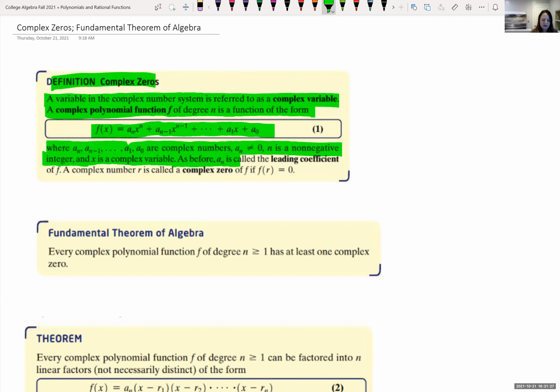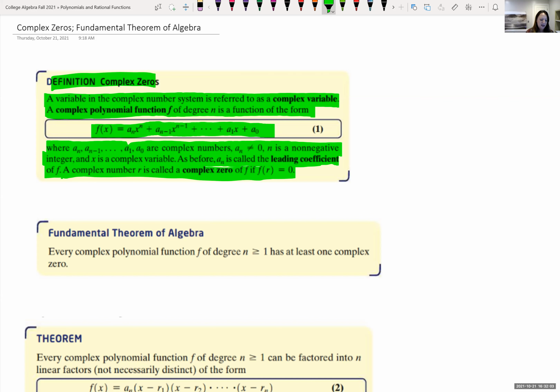As before, a sub n is called the leading coefficient of f, and a complex number r is called a complex zero of f if we can plug it in wherever we see an x and we get f of r equals 0. Recall, real numbers are a subset of the complex numbers. We saw that complex numbers could be written in the form a plus bi. And so if our imaginary part, b, was 0, a real number is a complex number.